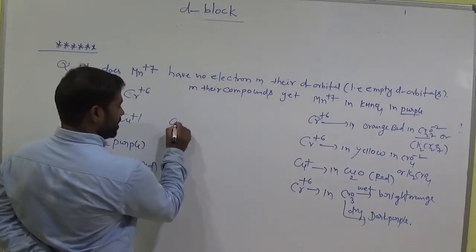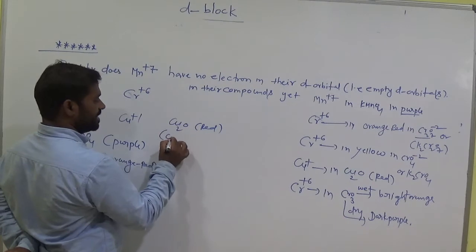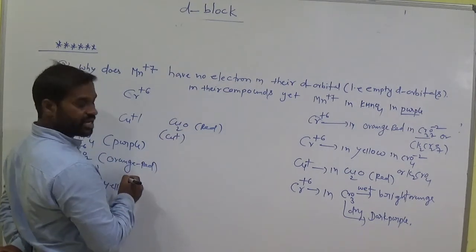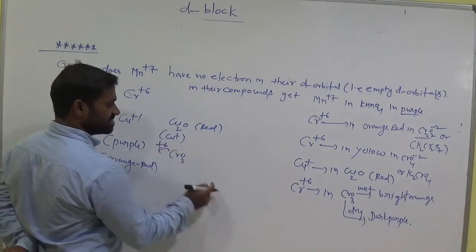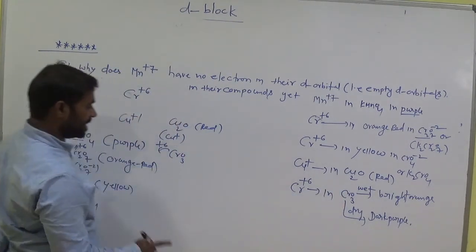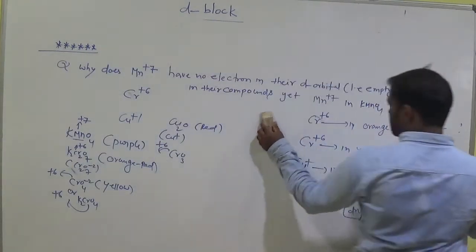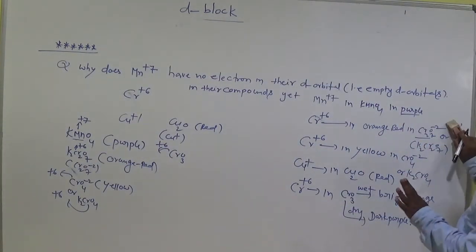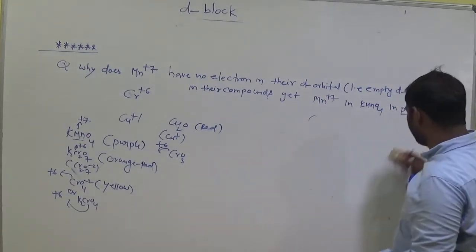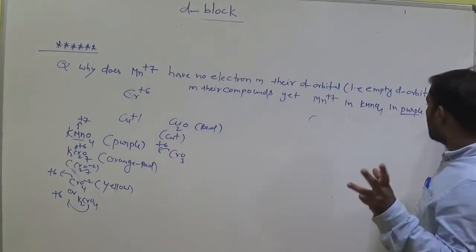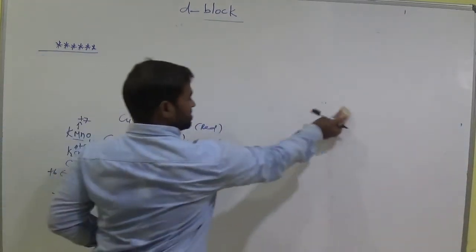And Cu2O, red in color. What is the oxidation state of copper here? Plus 1. Okay, and CrO3, what is the oxidation state? Plus 6. It also shows colors. This is the question, right? So these compounds show colors, am I right? But these transition metal ions have no electrons in their d orbitals.